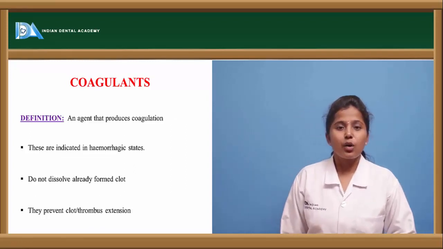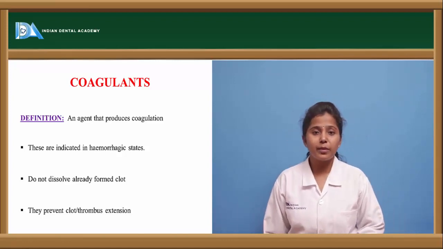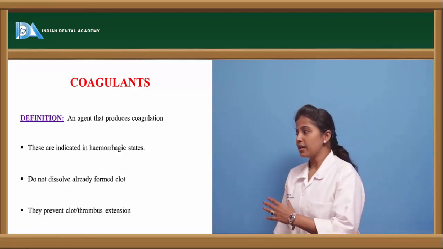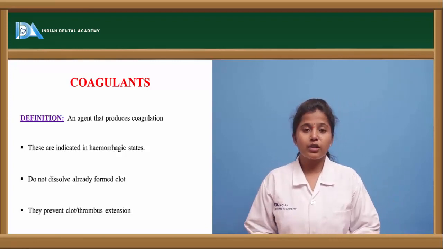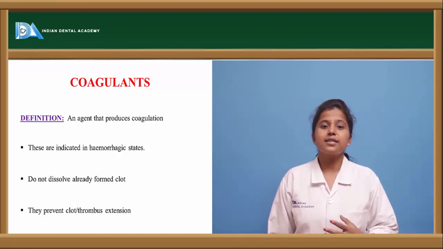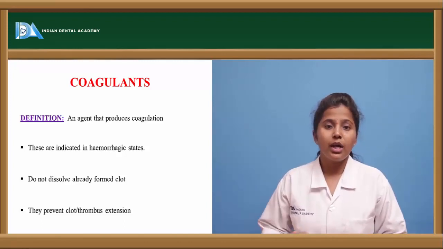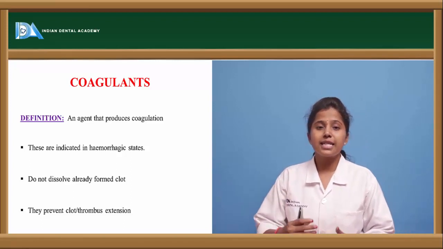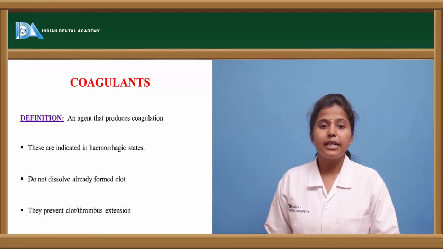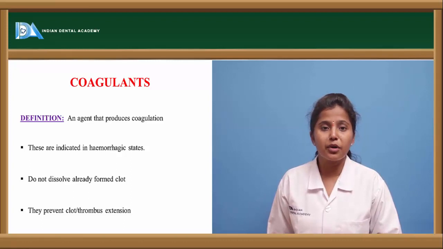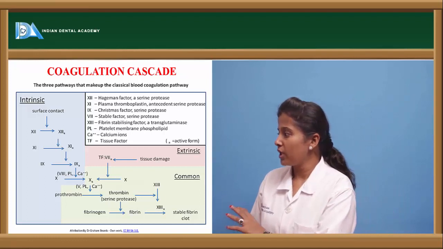What are coagulants? Coagulants are the agents which aid in the formation of a clot, or are involved in the process of coagulation. These coagulants are indicated in hemorrhagic states. If there is any excessive loss of blood or any hemorrhagic condition, then these coagulants are mostly preferred. These coagulants do not dissolve any formed clot, but they prevent hemorrhage or aid in clot formation if there is excessive bleeding at the site of injury or damage to the particular tissue. Here we can see a pictorial representation of the coagulation cascade.